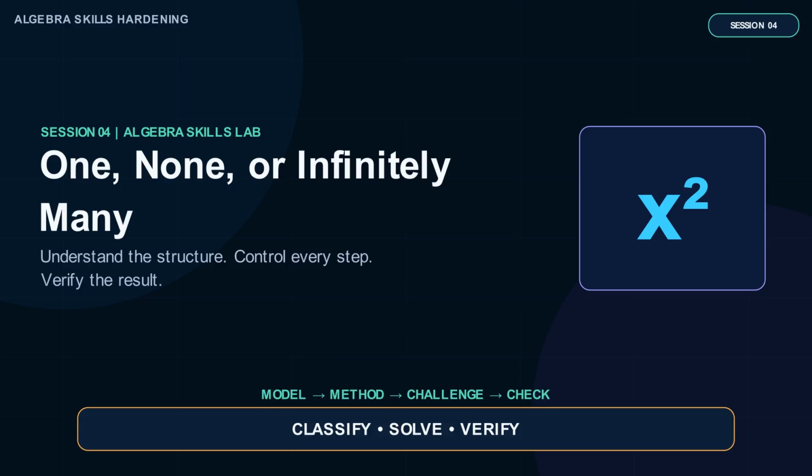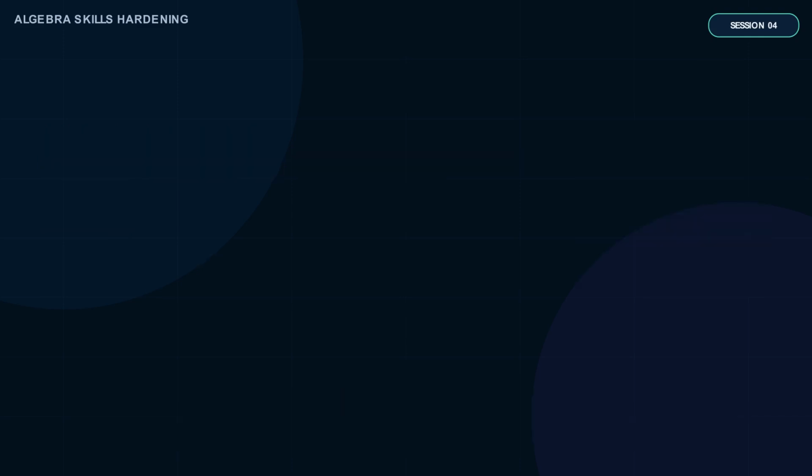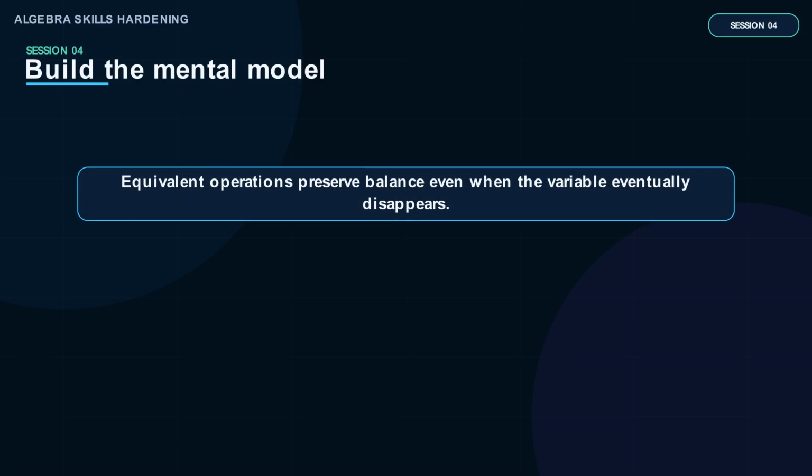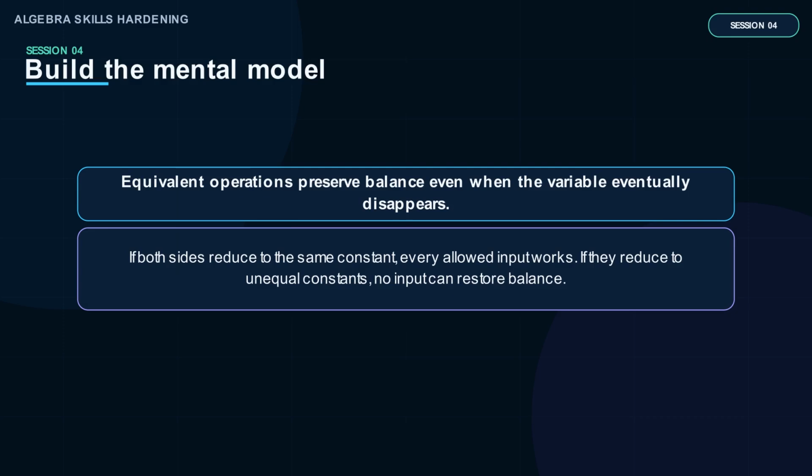Keep a pencil ready. We will build a visual model, use a repeatable process, solve a demanding example, diagnose an error, and finish with a checkpoint. Start with this picture. Equivalent operations preserve balance even when the variable eventually disappears. If both sides reduce to the same constant, every allowed input works. If they reduce to unequal constants, no input can restore balance.